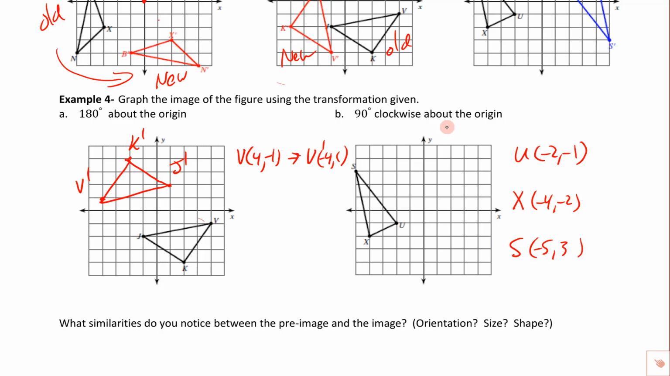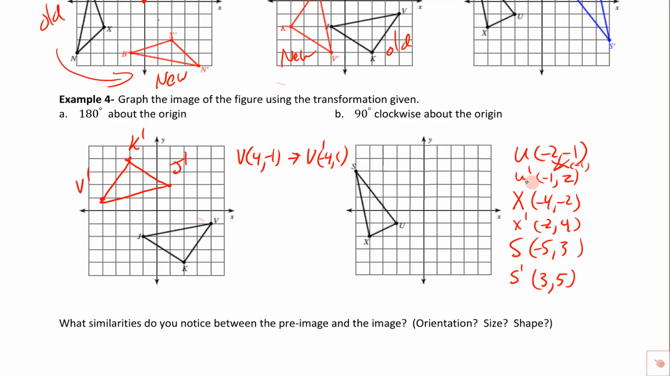So remember what happens there. The X's and Y's switch. So I'm going to do a U prime, an X prime, and an S prime. Okay. And with a clockwise rotation, the X's and Y's switch, but the X gets multiplied by a negative. So this one's going to come here. So that's going to be a -1. And then we're going to multiply by -1 here. That's going to be a 2. So they switch. The Y comes over here. The X gets multiplied by a negative.